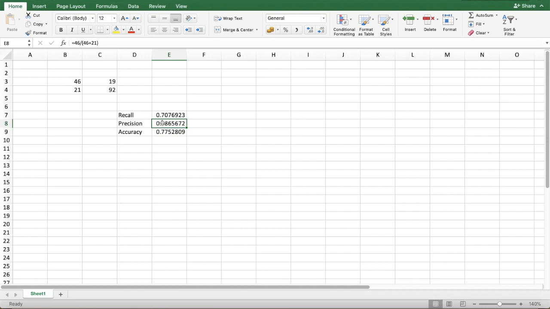And so what is accuracy of the model? Now accuracy of the model reflects true positive plus true negative divided by the entire number, which comes down to 0.775. In essence, you have an accuracy of 77.5%.